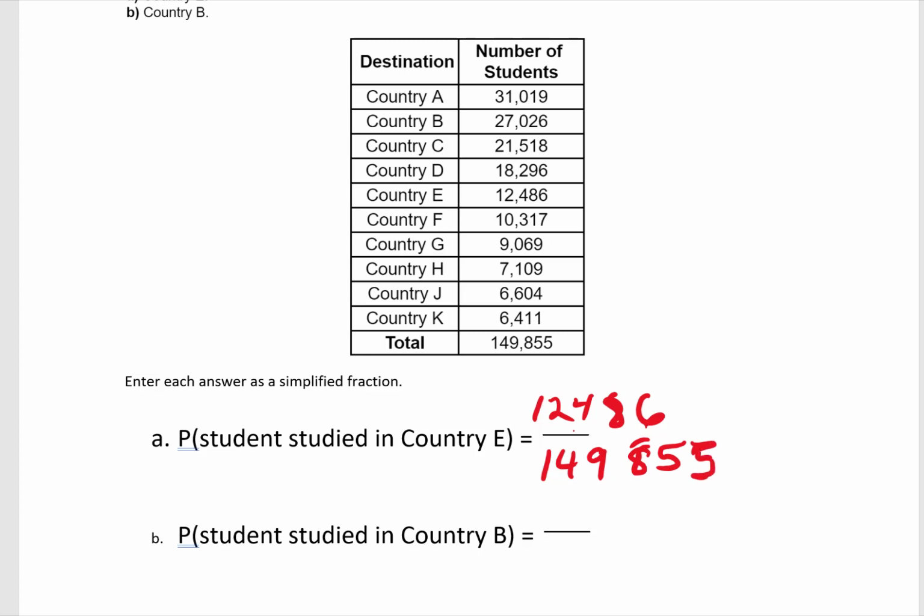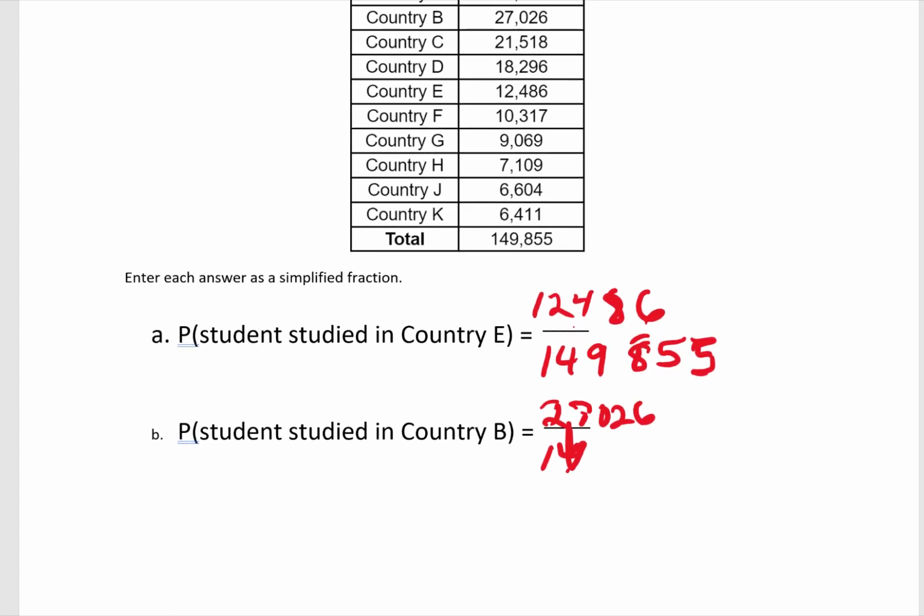And then for country B, we see there were 27,026 students. And we're going to divide by the total number of students in the table, which is 149,855.